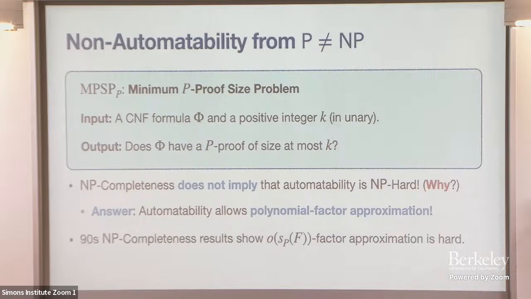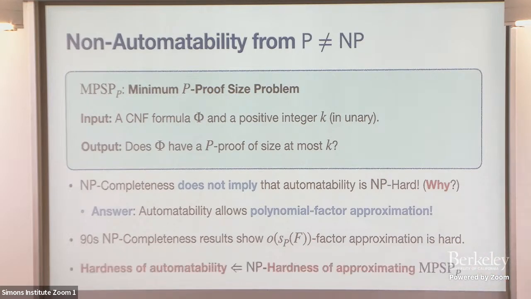And all of these NP completeness results from the 90s, if you go in and look at them, what they actually get is a very slightly sublinear factor off from approximating the minimum proof length, right? So this gives you something in terms of non-automatability. It says, okay, you can't be off by, say, a linear factor. Maybe that's hard. But a polynomial factor, which is much more reasonable, is out of reach from these sorts of things.